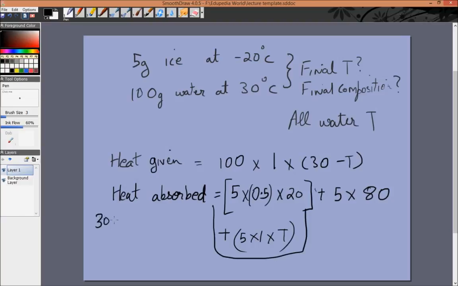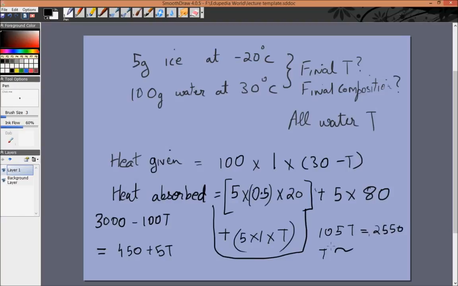3000 minus 100 T is equal to 50 plus 400, 450, plus 5T. That gives me 105 T is equal to 3000 minus 450, that is 2550. And T, if we take this to be 100, it will come out to be 25.5. So it's approximately maybe slightly more than that.